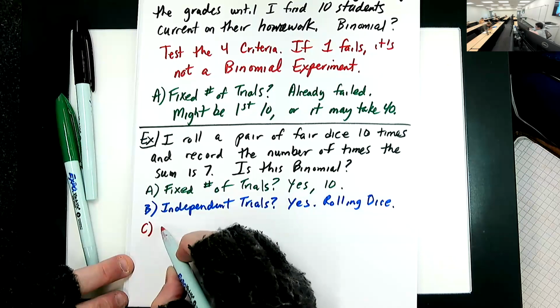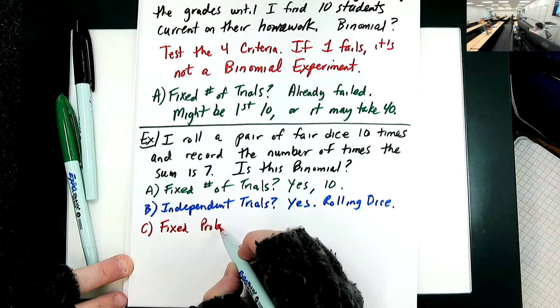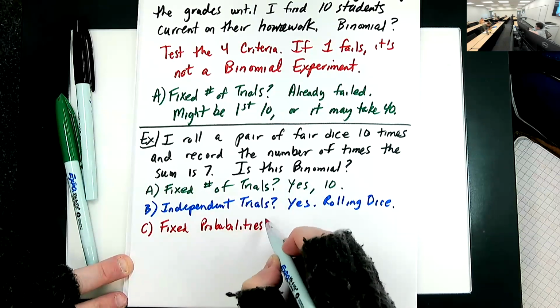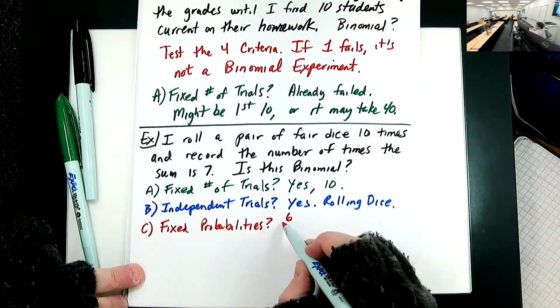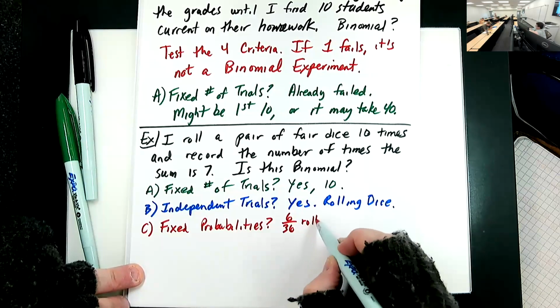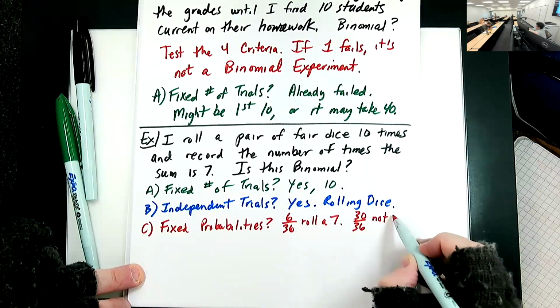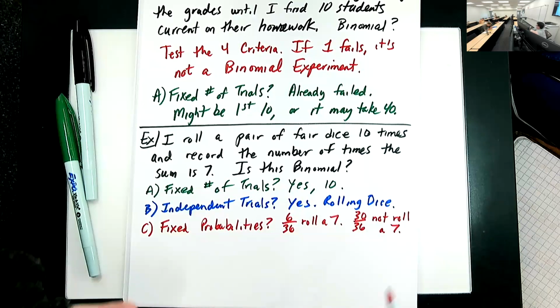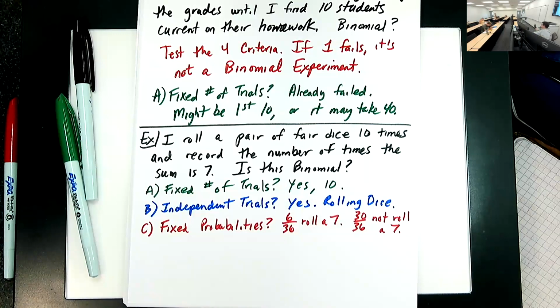Are the probabilities fixed? Yeah, it is. There are 6 out of 36 ways to roll a 7, and 30 out of 36 ways to not roll a 7. So fixed is different than equal. I think that might have been what you were going with. That's what you were thinking, right?